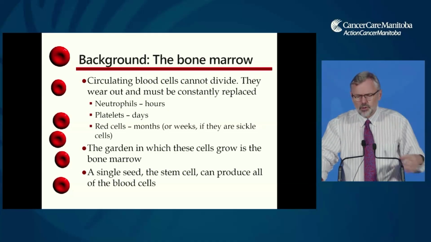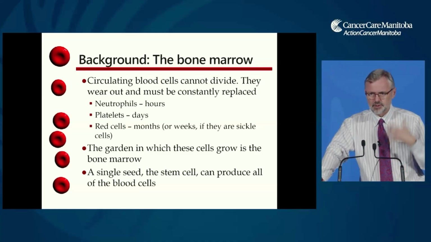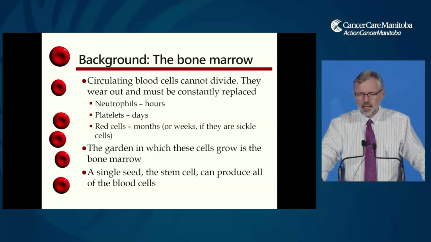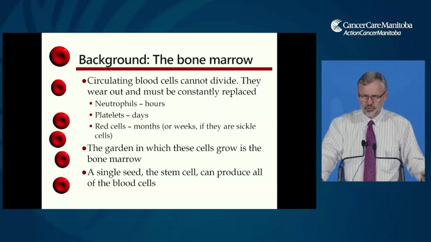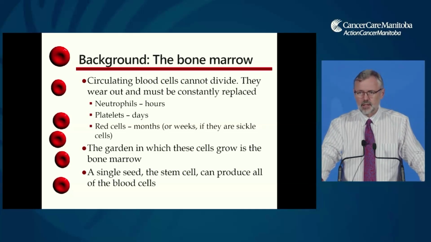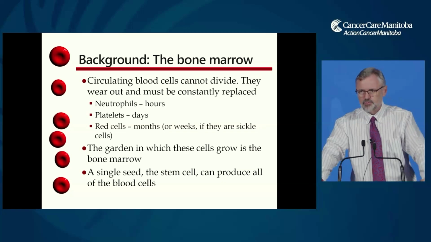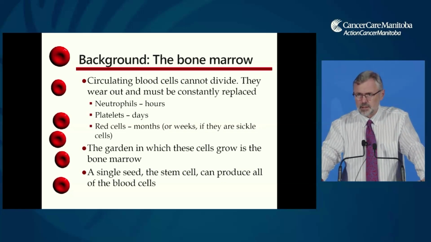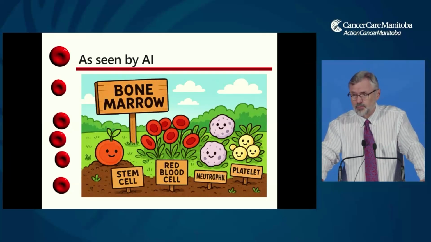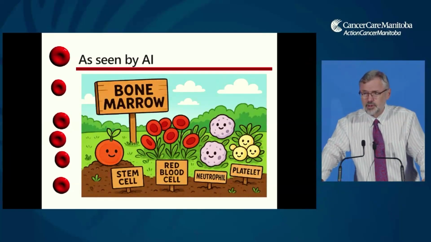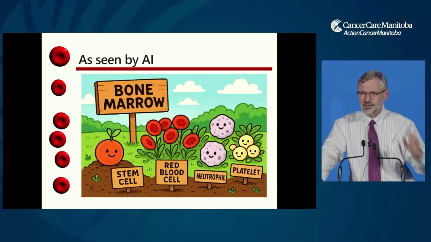So the bone marrow is sort of like the garden where you grow all of these blood cells for your circulation. And the seed that you plant that garden with is called the hematopoietic stem cell. And all of the blood cells can derive and be produced from that single stem cell seed. And that is what we are transplanting or what we are modifying. So there's a little cartoon generated by AI trying to show the garden of all the blood cells growing.